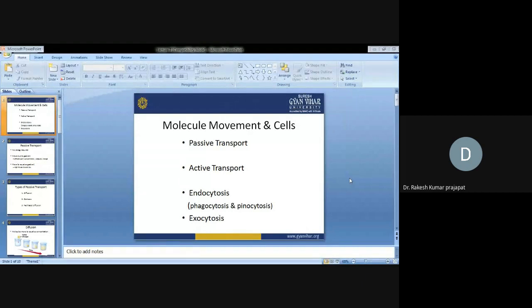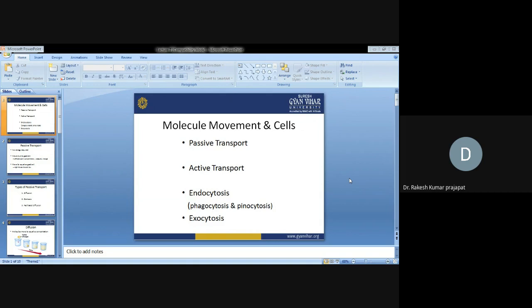Good morning, students. So today in this class, we will discuss molecular movement across the plasma membrane or cell membrane. If we talk about molecular movement across the membrane, it means how particular molecules can move through the plasma membrane. There are different modes of molecular movement reported in cells: passive transport, active transport, and endocytosis. In the case of endocytosis, we can talk about phagocytosis or pinocytosis.